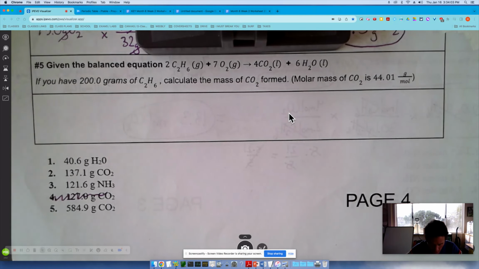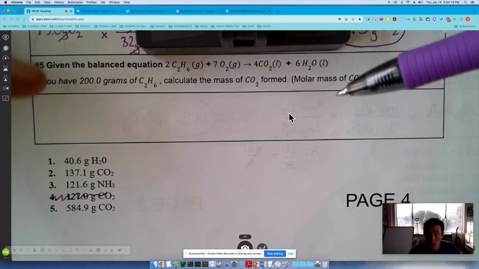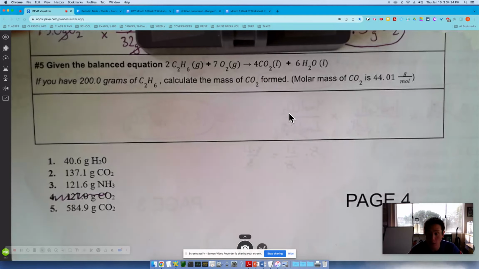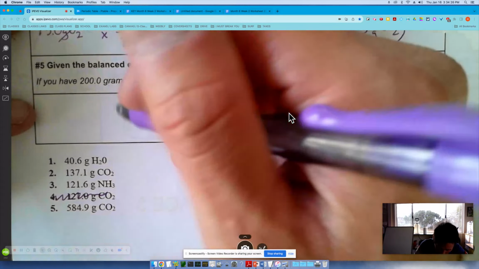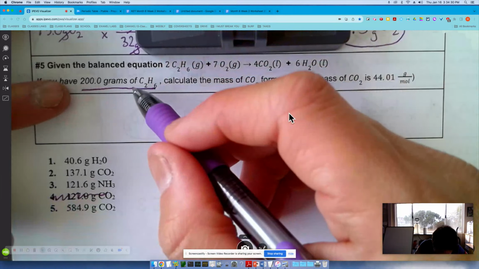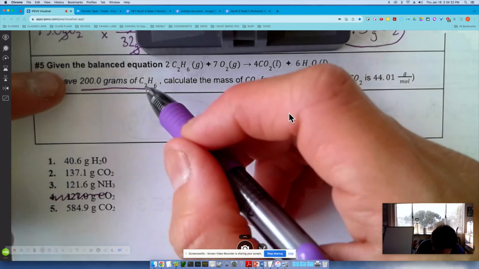All right, welcome to the last problem, number 5 of page 4. Hopefully you've already gone through all the other problems on all the other pages, or most of them, before attempting this problem, because a lot of my explanations are going to require that you can follow along at a faster pace than I explained the other problems. First things first, you always list the given information.